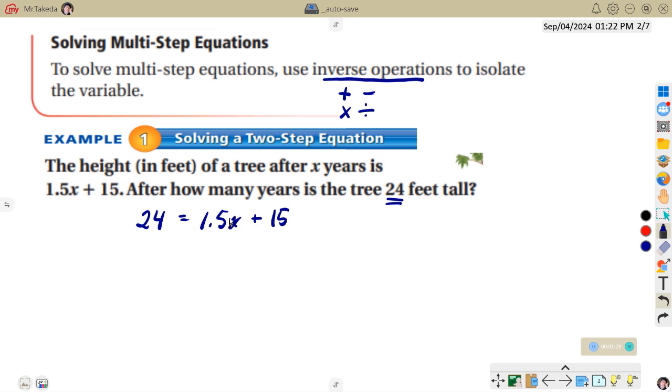Okay, so let's go ahead and start to undo these things now. You'll notice that I have a multiplication and I have addition. Well, the inverse operation to addition is subtraction. So I'm going to subtract 15 from both sides as my first step. And 15 minus 15 results in a 0, so I'm just going to ignore that because when we're adding 0, it doesn't really change anything. On the right side, 24 minus 15 is 9. So 9 equals 1.5 times x. And then dividing both sides by 1.5.